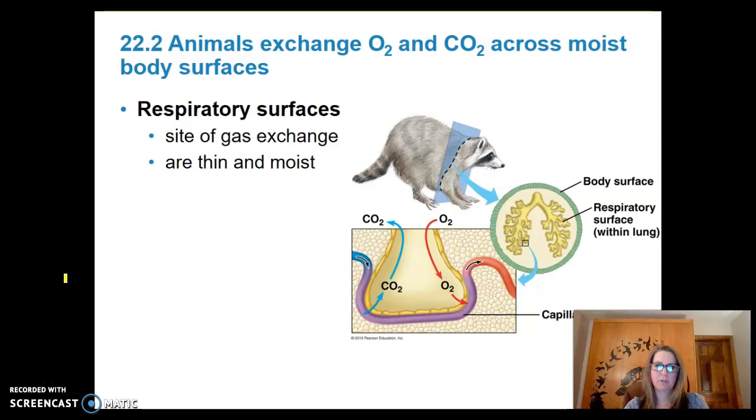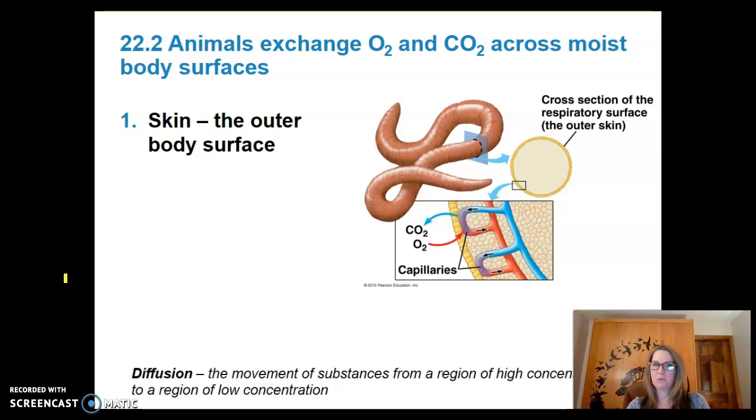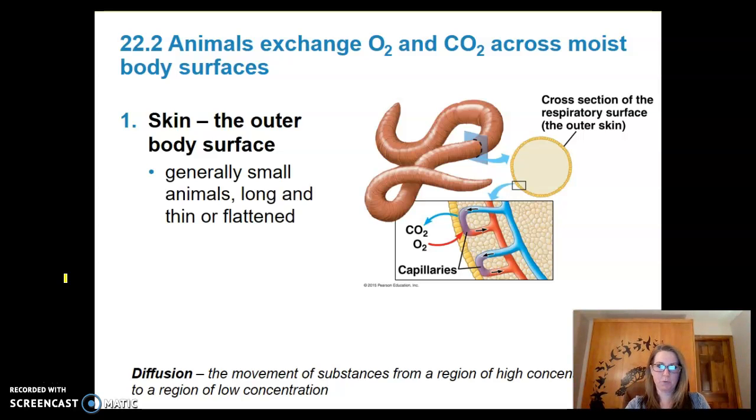So one thing to know is that respiratory surfaces are thin and moist, usually just a single layer thick, and this allows those gases to move from regions of high concentration to low concentration, which we call diffusion. Okay, so one respiratory surface involved in gas exchange is that thin, wet membrane of things like earthworms. So basically using the skin as the mechanism to cross those respiratory gases. Okay, so that's one way.